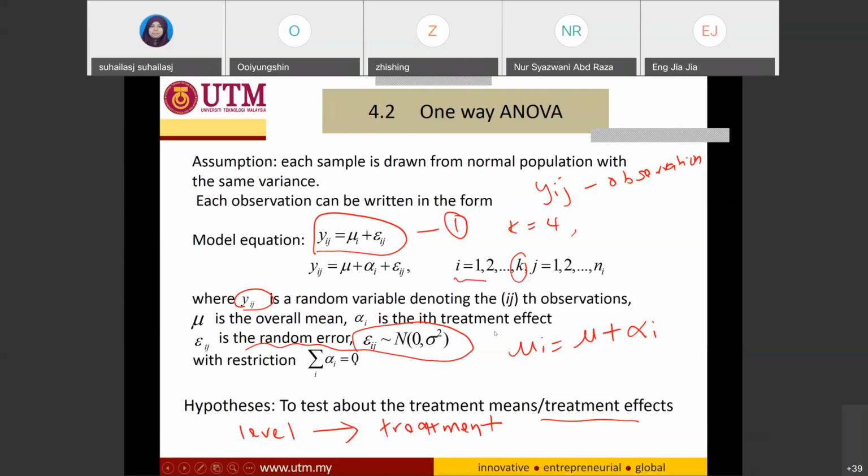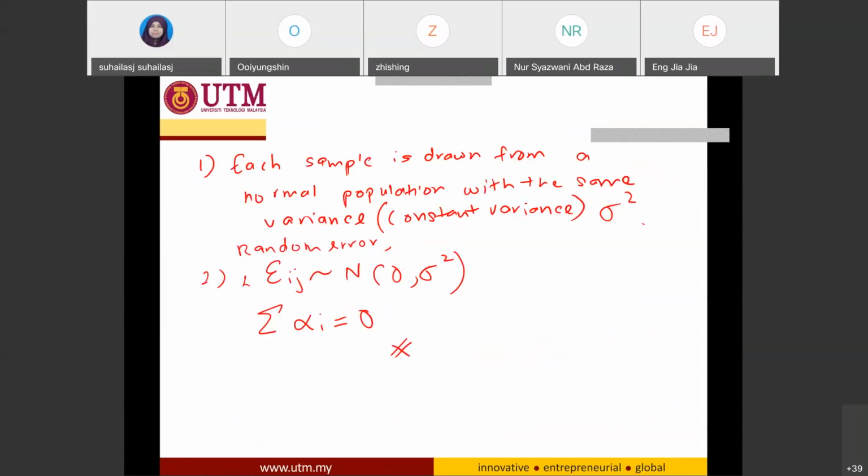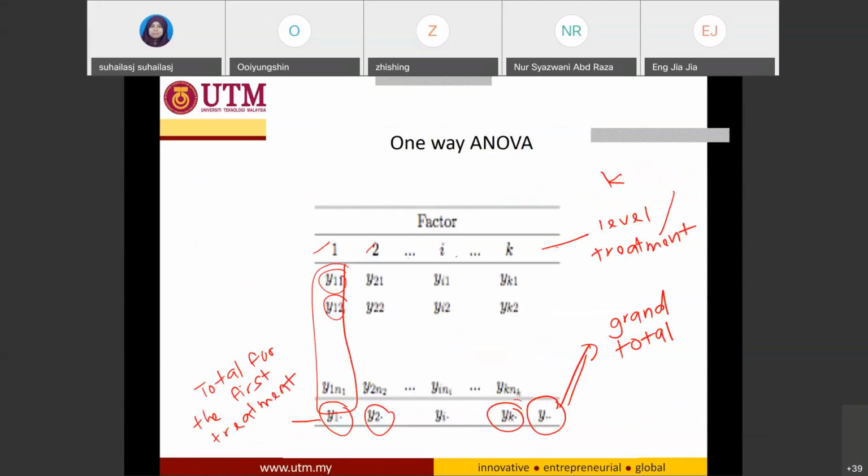Okay. In this case, what we want to test is either the treatment means or the treatment effects, the equality. Okay, this is the way we write the assumption.